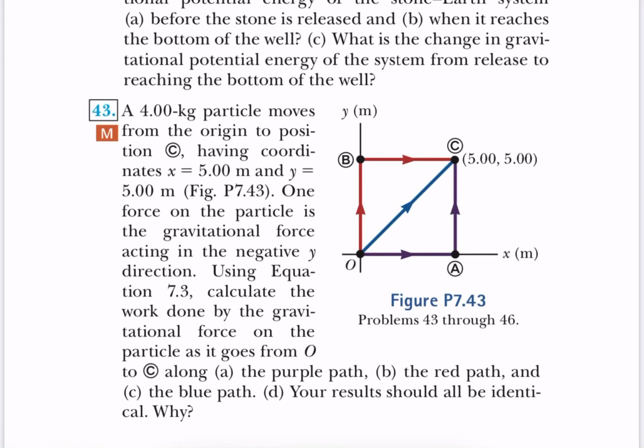Problem number 43. A 4 kilogram particle moves from the origin to a position C, having coordinates x equals 5, y equals 5. Now, one force on the particle is the gravitational force acting in the negative y direction. Using the equation, calculate the work done by the gravitational force on the particle as it goes from origin O to C. We have to go in part A along the purple path, part B along the red path, and part C along the blue path. In part D, your results should all be identical. Why?